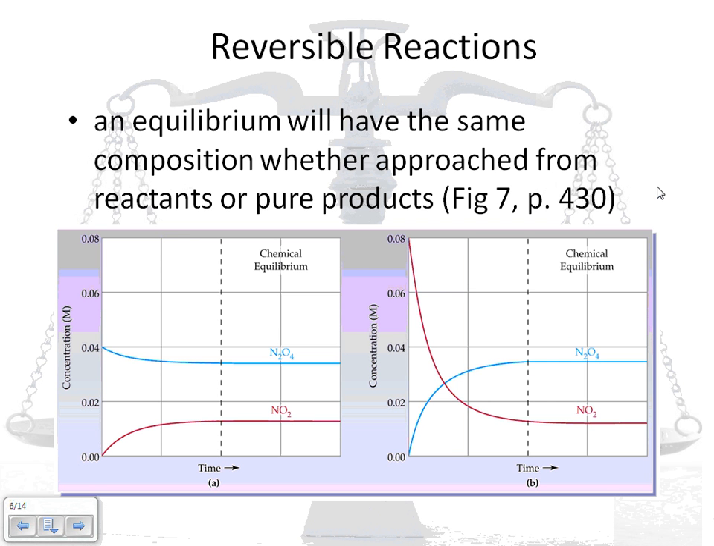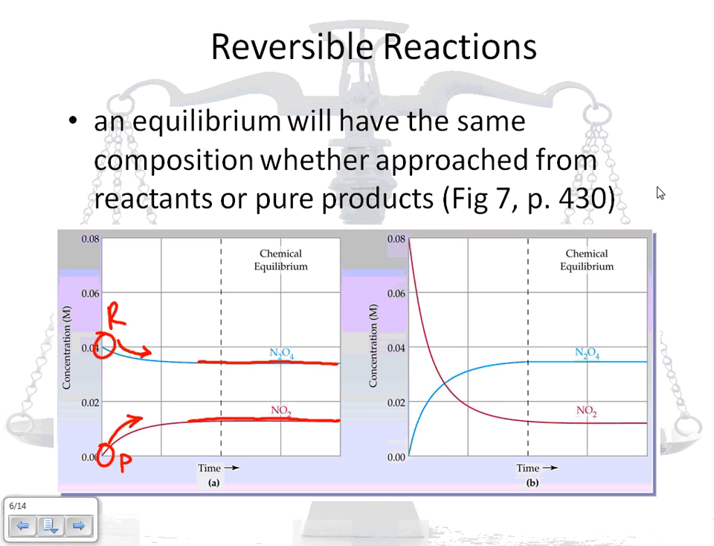So, reversible reactions. An equilibrium will have the same composition whether approached from reactants or pure products. So this is an example taken straight from your textbook. And here I'm basically showing you that same equilibrium with N2O4 and NO2. Here I start with only reactants and no products. And you can see over time your reactants decrease because some of them are being formed into products, and your concentration of products increases. But over time, they start to eventually plateau off, and the concentrations of each remain stable.